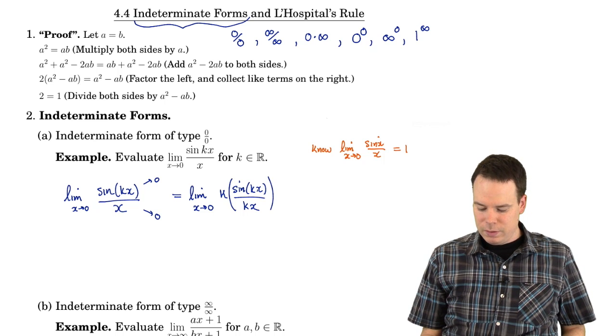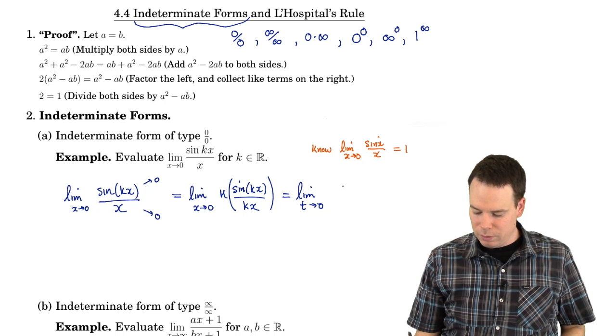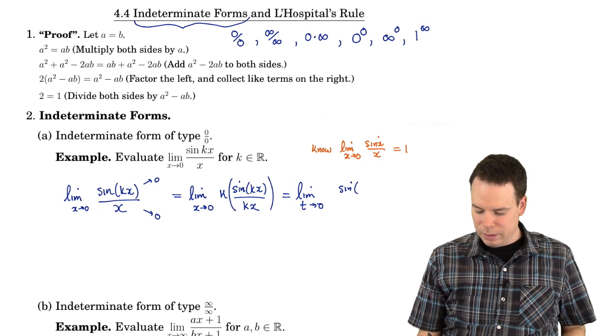Now the argument of the sine function is exactly equal to the denominator, and they're both going to 0. So perhaps to make it a little more apparent as to what we're going to do, I'm going to change my limit from x going to 0 to t going to 0, where I've just let k times x be this new variable t.